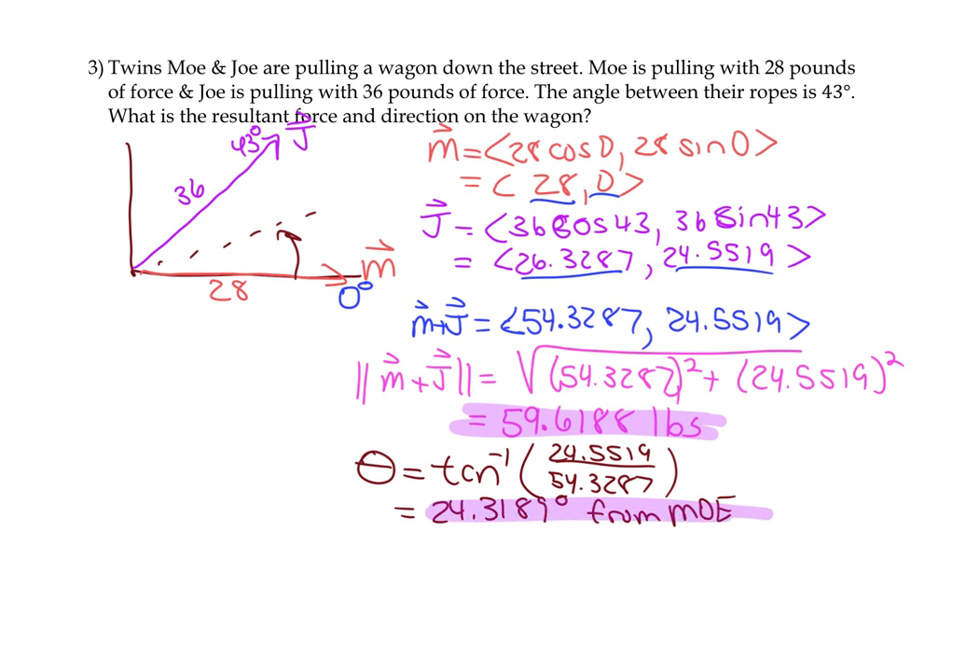But now to find from Joe, we just take that 43 and subtract that 24.3189. And we get here at 18.6811 degrees from Joe. So we have both directions, what space is between both of them.